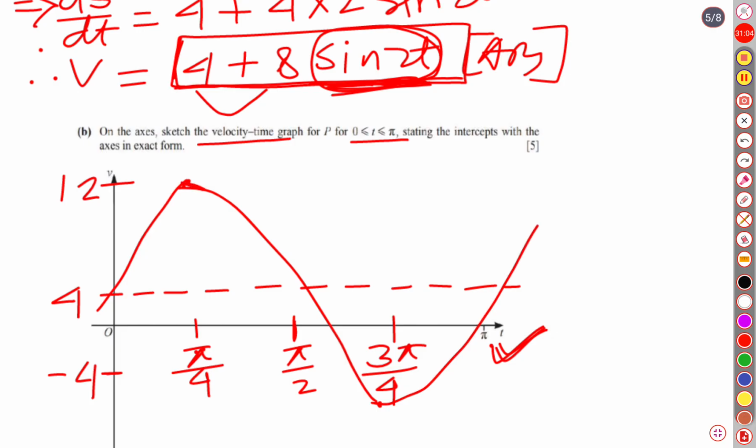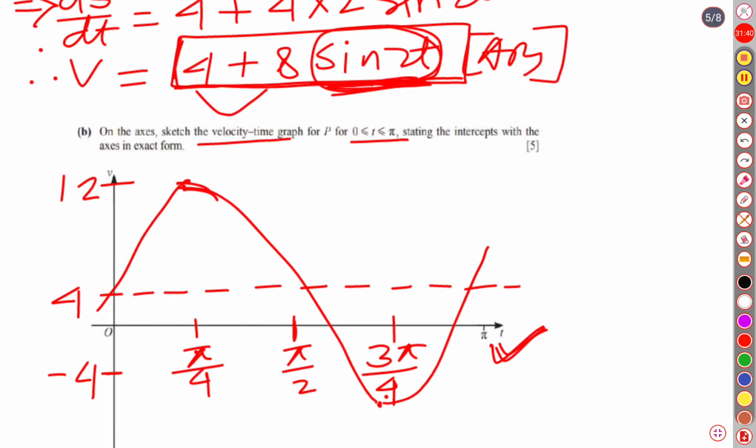Let me try to draw more accurately. It's not possible to draw 100% accurately without any instrument, but I'm trying to show you. It may look like this. Let me erase this part. It will look like this. It may pass through this. If it is, yes, it may be something like this. So this is as accurate as I could make it.